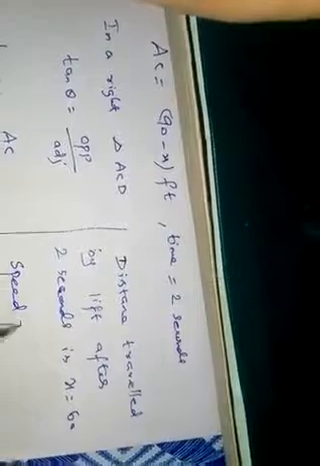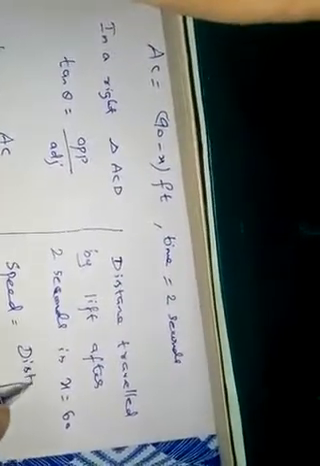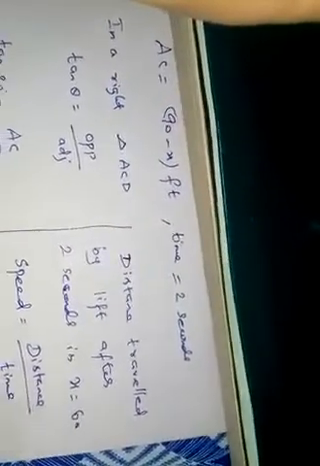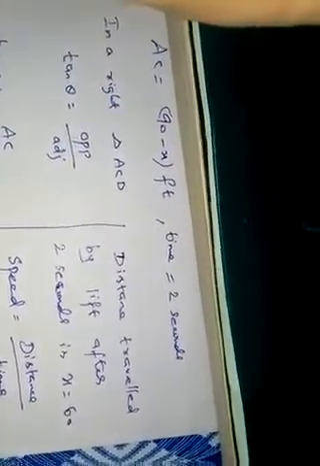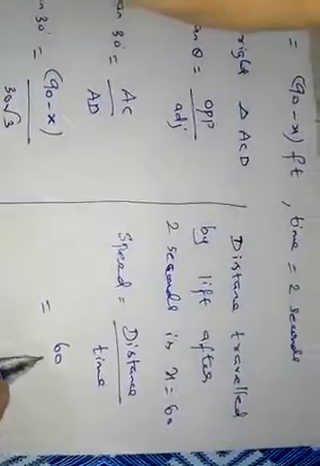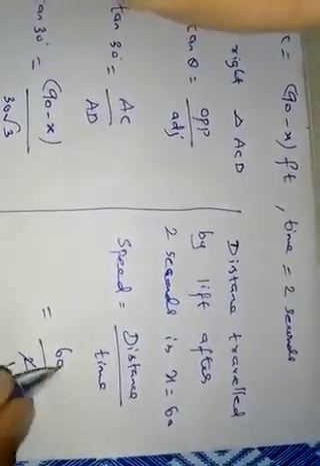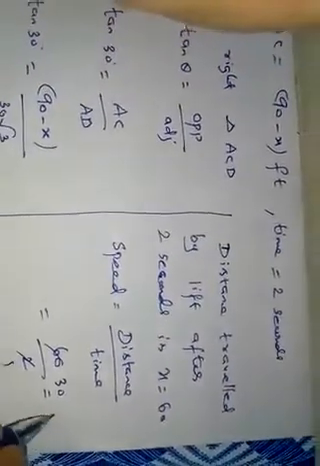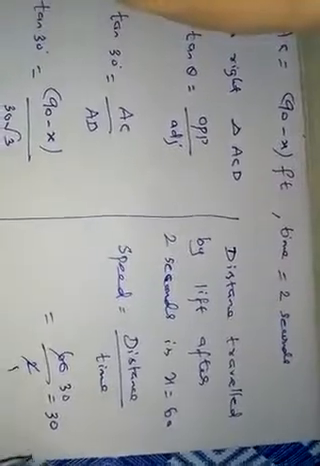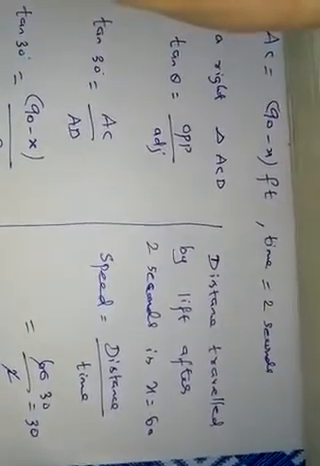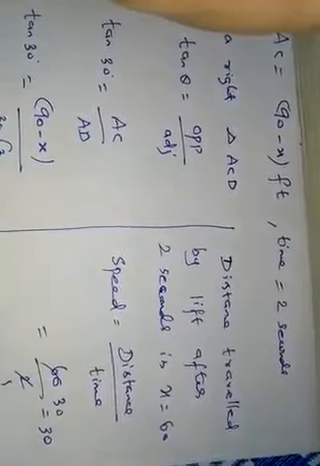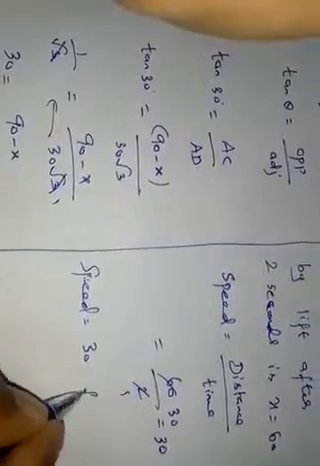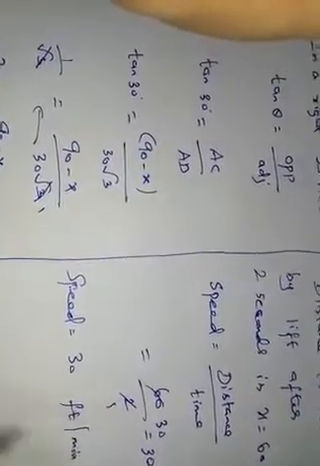Therefore the formula speed is equal to distance divided by time. So distance is nothing but 60 feet, and the time is 2 seconds. After cancellation, 1 2s are 2, 30 2s are 60. I am getting 30 feet per minute. Therefore speed is equal to 30 feet per minute is the final answer.